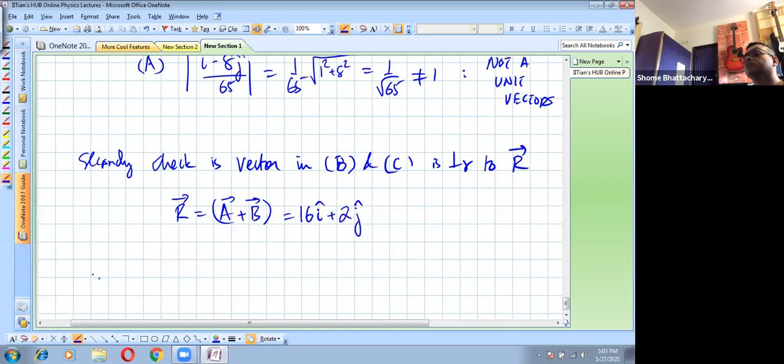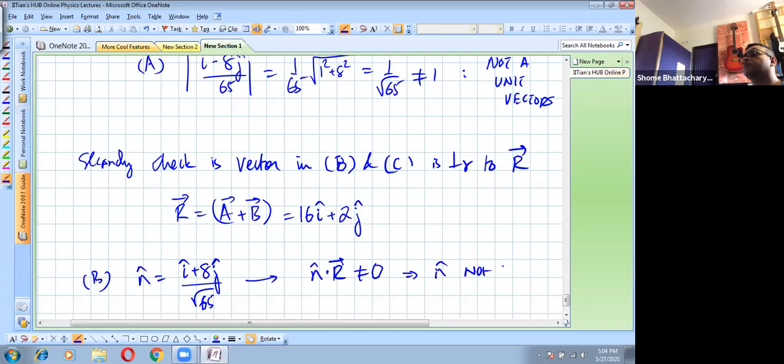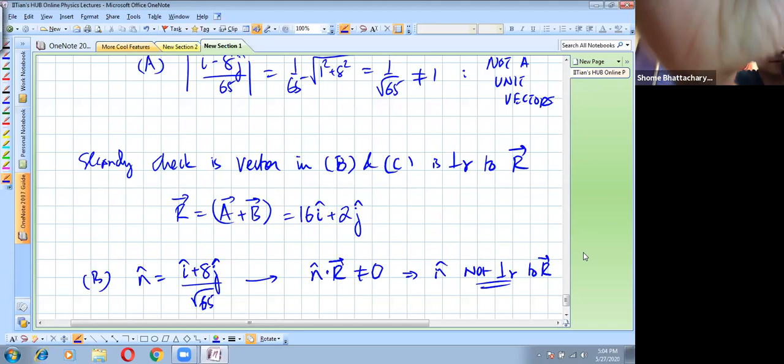Now let us see what we have in option B. We have some unit vector, let's say n cap, which is (i cap plus 8 j cap) divided by root 65. You can see here that n cap dot r cap will definitely not be 0. So therefore, this is not perpendicular to the resultant.